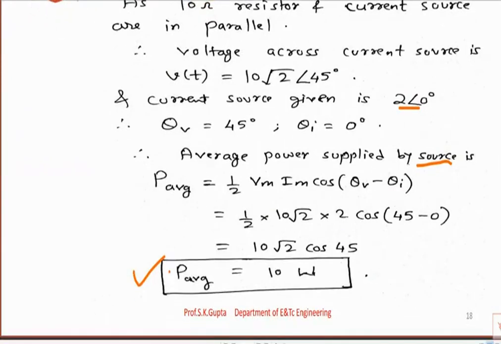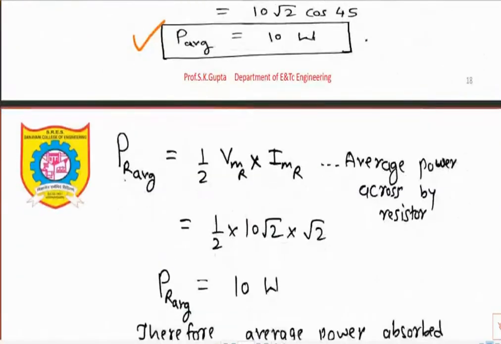Now the power across the resistor. For a resistor, voltage and current angles are the same, theta V equal to theta I, so cos 0 is 1. I am directly using the resistor formula: average power equal to 1 by 2 Vm Im. The voltage across the resistor Vm is 10 root 2, Im is root 2. Root 2 into root 2 becomes 2, so these two get cancelled out. So the average power across the resistor is 10 watt.